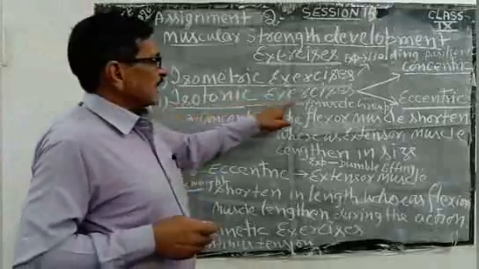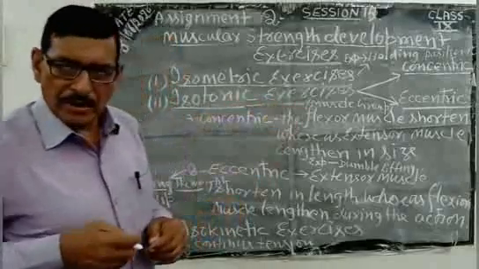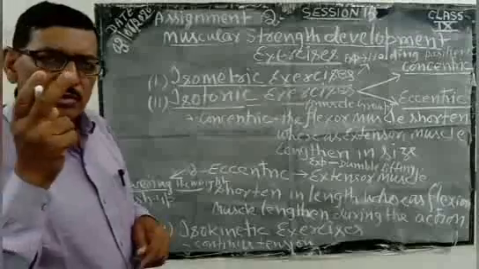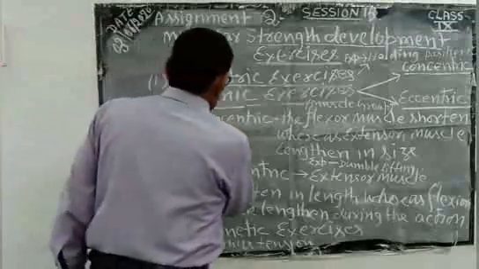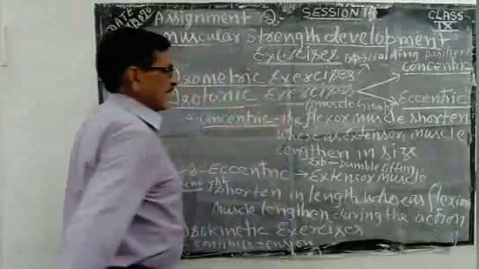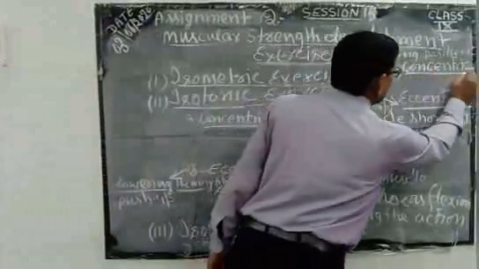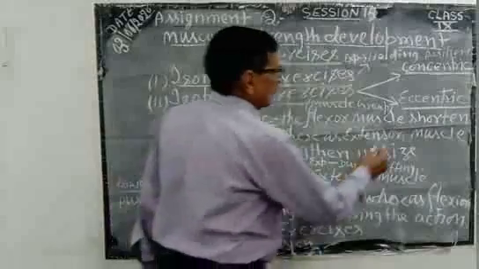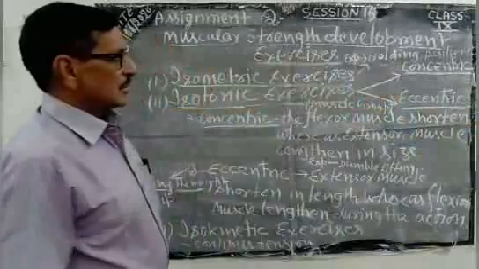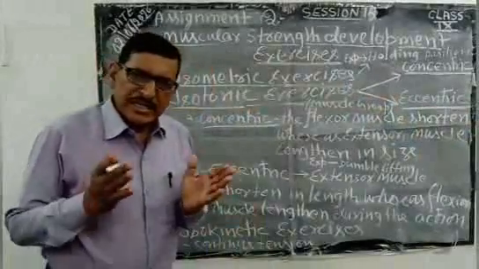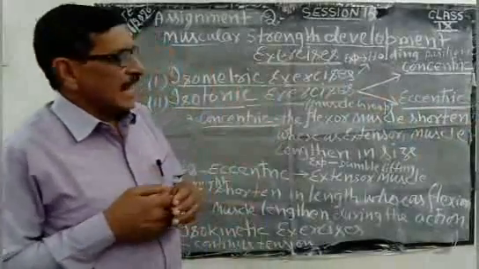So isotonic exercise have two types. First, concentric exercise. And second, eccentric exercise. Now, we will consider the concentric exercise.